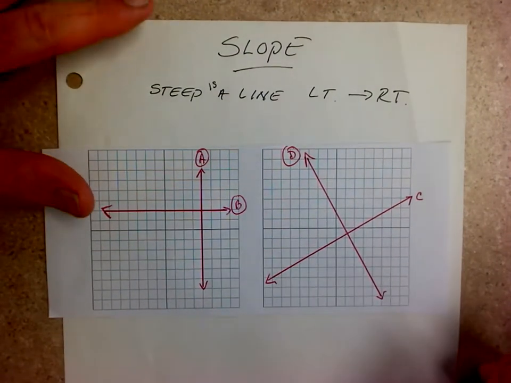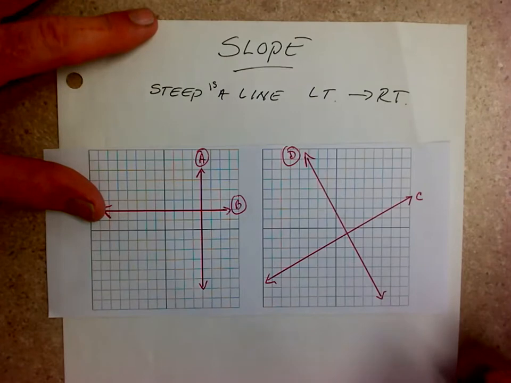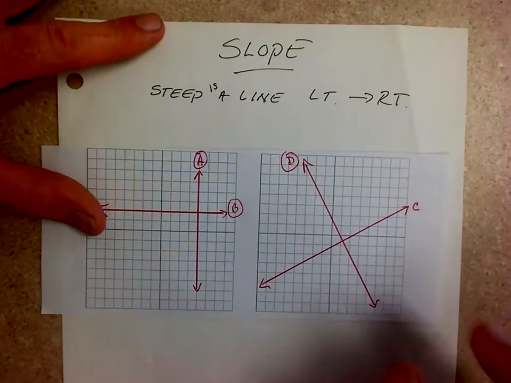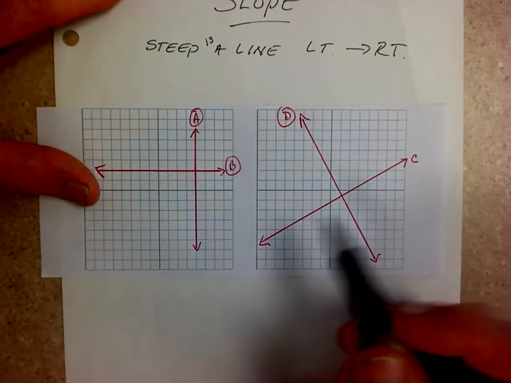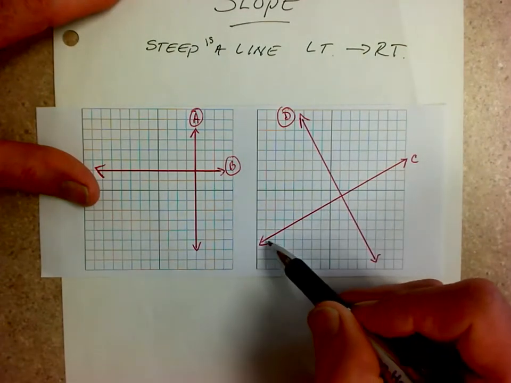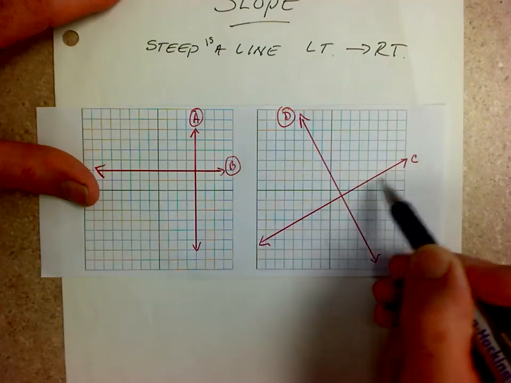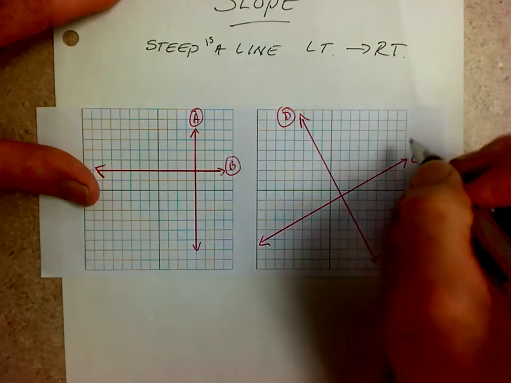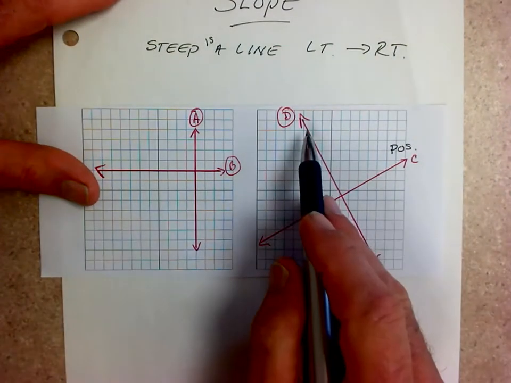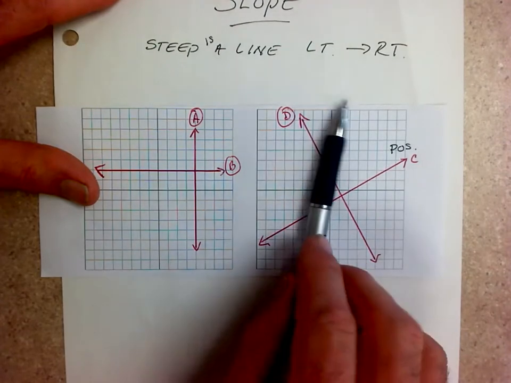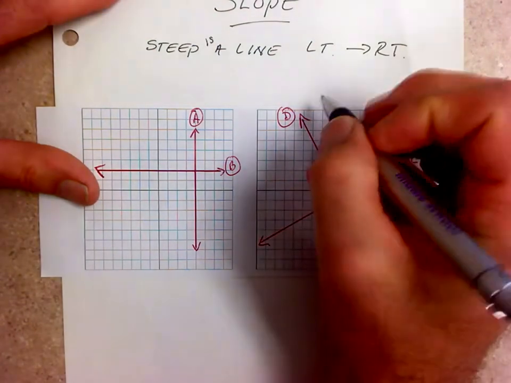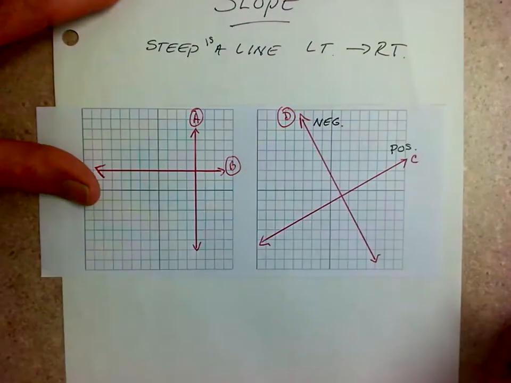When we're trying to explain what slope is all about, we're talking about how steep a line is. If we look at our four examples, as we go from left to right, we'll start with line C. As we travel from left to right, line C is going up, so we would say that line C has a positive slope. If we look at line D, as we move from left to right, we drop down, so line D has a negative slope.